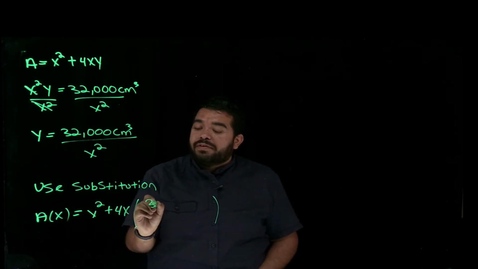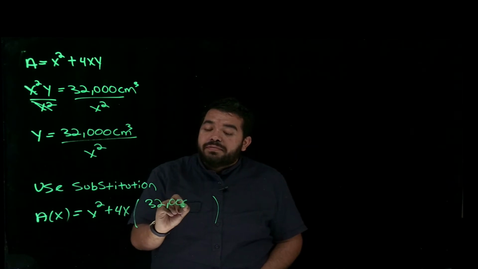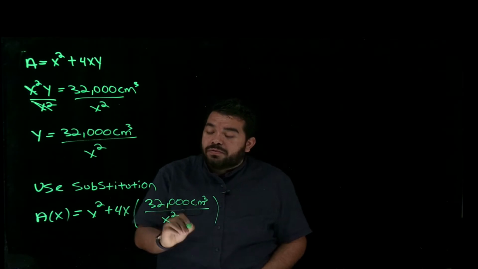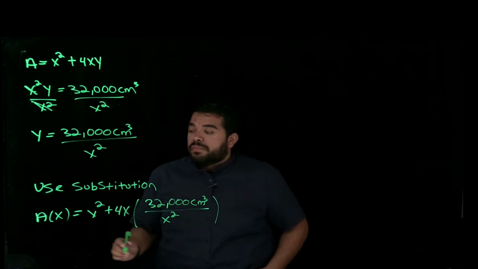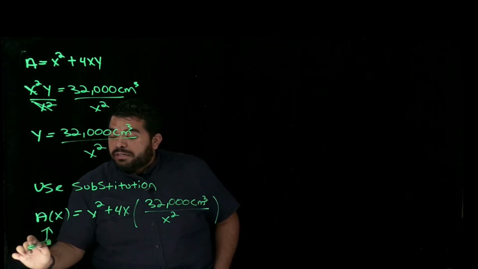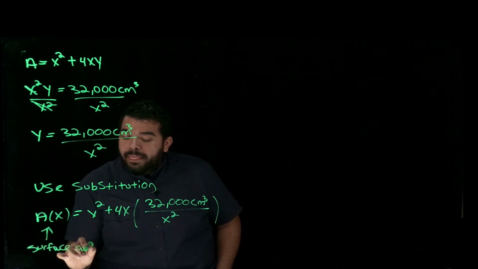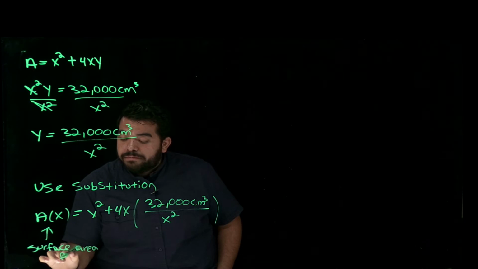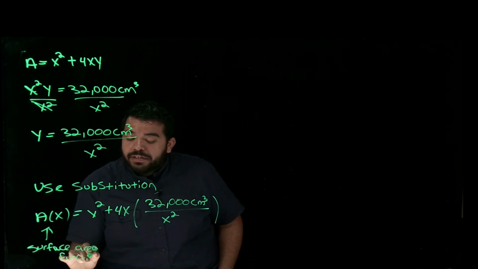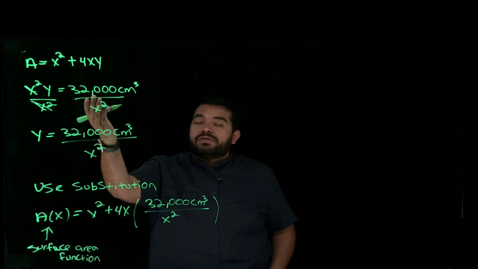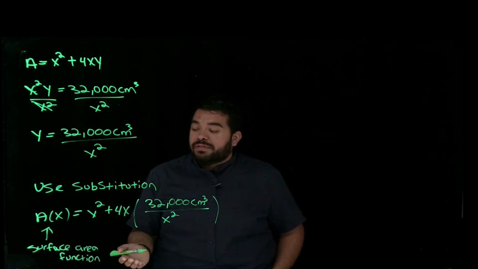So everywhere I see a y, I'm plugging this in. So that means here I have 32,000 centimeters cubed divided by x squared. And this is the surface area function. And this function here is going to satisfy the idea that the volume has to be 32,000. That is why we want to use this here.